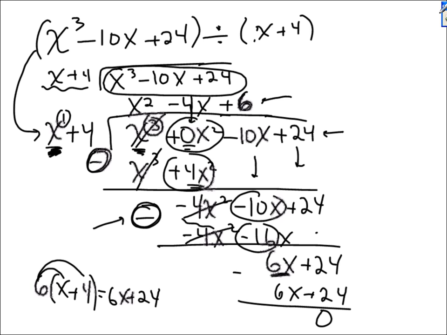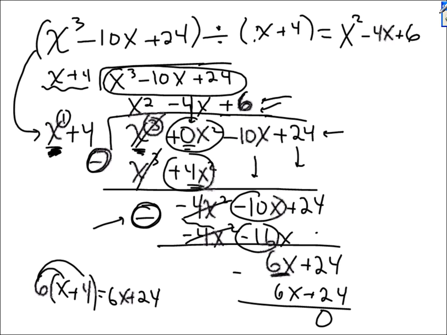There is your answer. The top line asks, what is x cubed minus 10x plus 24 divided by x plus 4? How much is that? I can now tell you. It's x squared minus 4x plus 6.